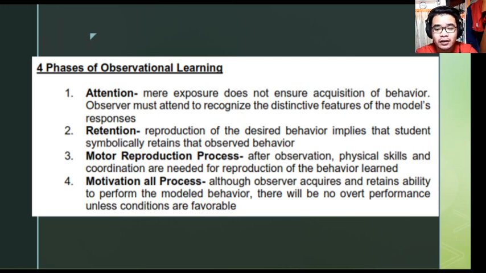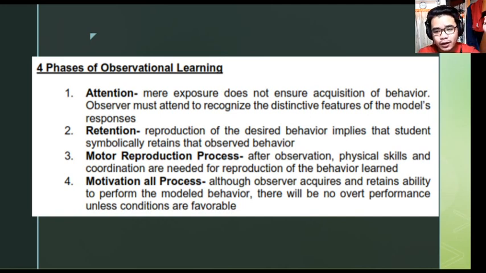And then, number 3, motor reproduction process. After observation, physical skills and coordination are needed for reproduction of the behavior learned. Halimbawa, napanood niya yung Miss Universe, si Rabiya Mateo, Miss Universe 2020. Panood niya. So, there was attention. And then, while watching, ganda yung ganito, ganda yung walk. So after niya pag-uwi, after ng Miss Universe, ano nangyari? Humarap siya sa salamin. And nag-practice siya kung paano rumampa. So anong inspiration niya? Anong ginaya niya? Well, Miss Universe 2020.